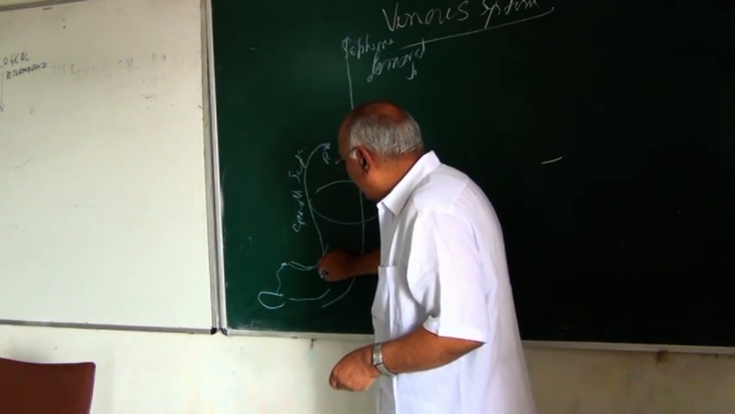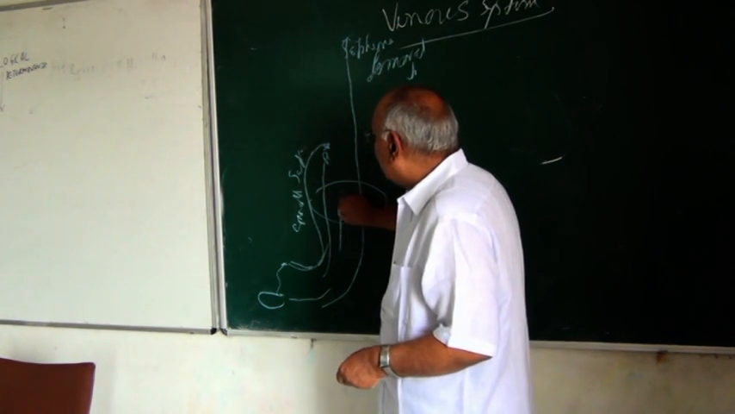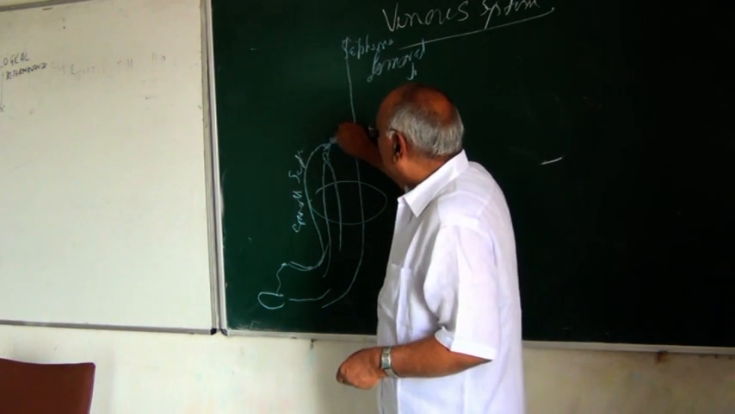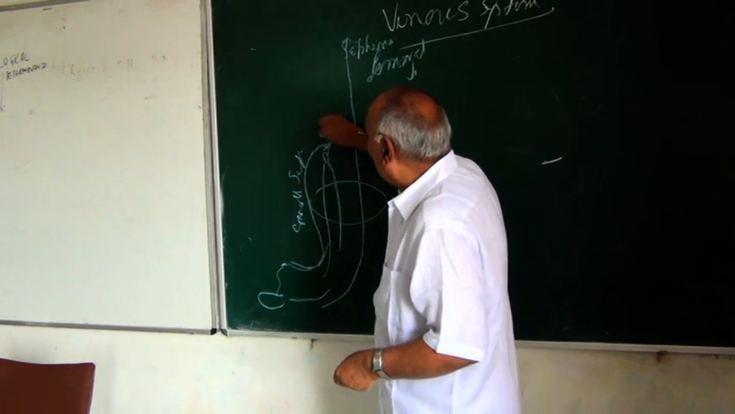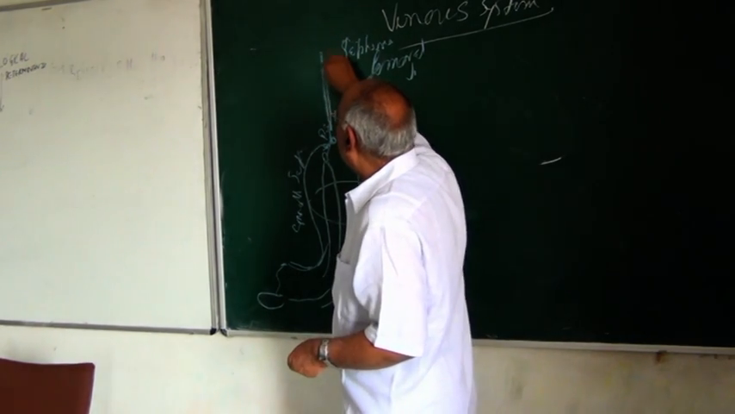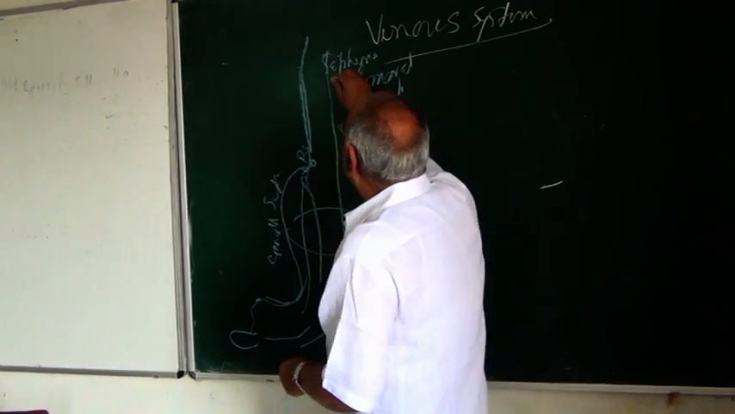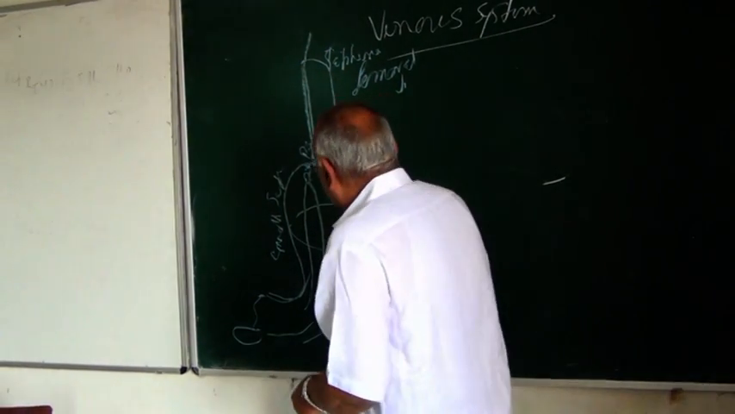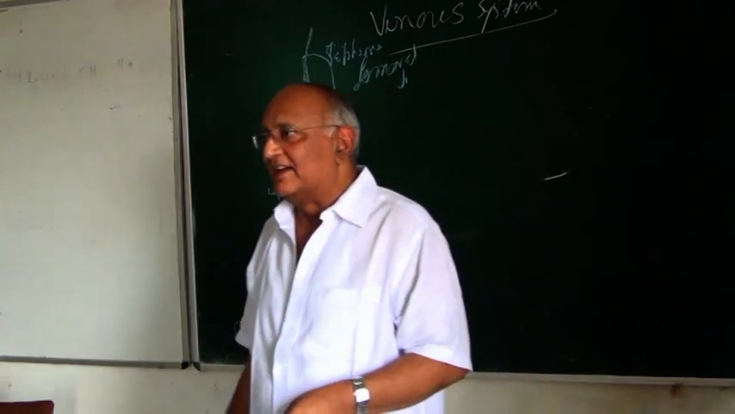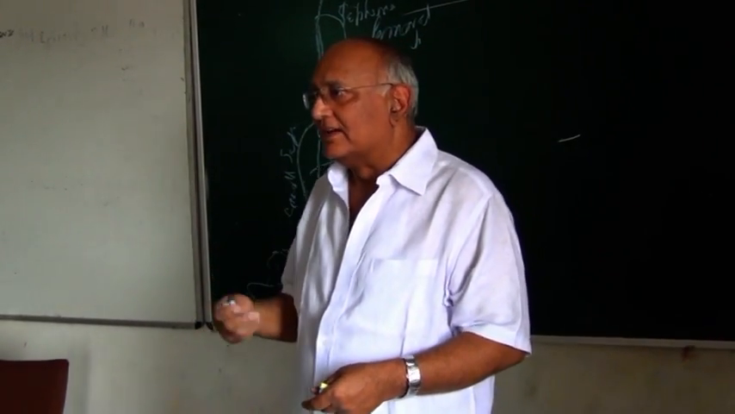The deep system of veins consists of the anterior tibial vein and posterior tibial vein. It unites along with the interosseous veins to form the popliteal vein over here. Then it ascends up as the femoral vein, and then goes toward the external iliac vein. The great saphenous vein ends in the femoral vein at the saphenofemoral junction, just one finger breadth below the inguinal ligament.